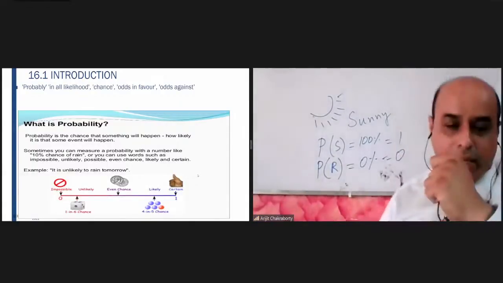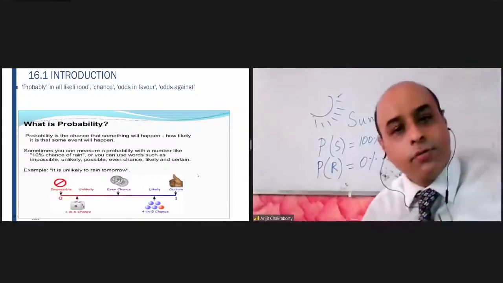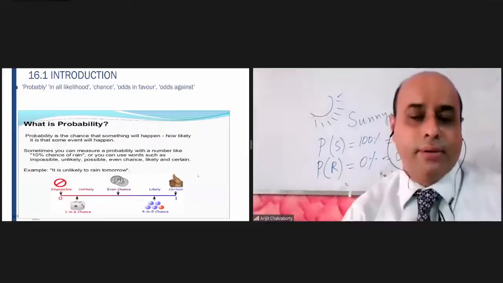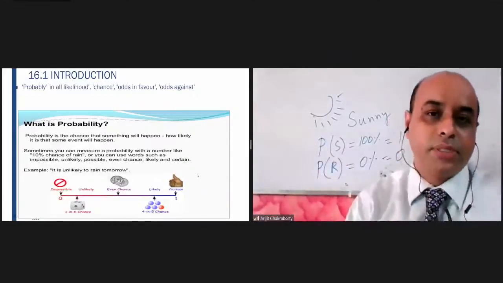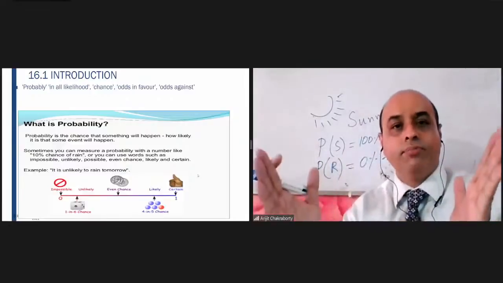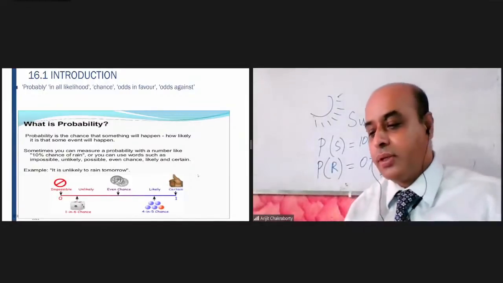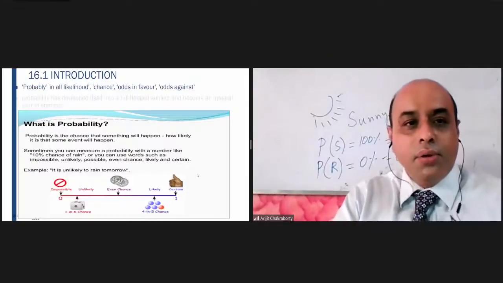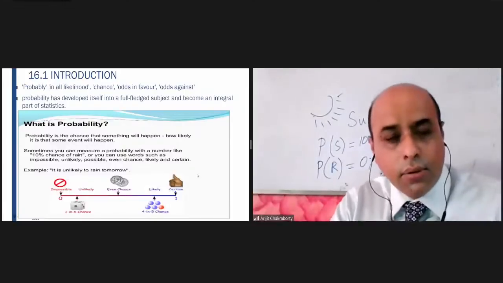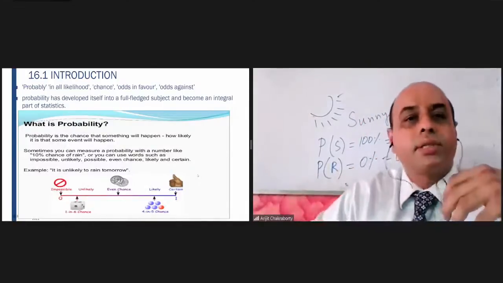That means the minimum value of probability is 0 and the maximum value is 1. In other words, probability in all practical cases will always be a fraction, and its range will be between 0 and 1. This is a very simple point, I think you are getting it. Now you can see that probability is defined as chance, it is defined as likelihood, and it is an integral part of statistics. As I told you, it is a full-fledged subject.